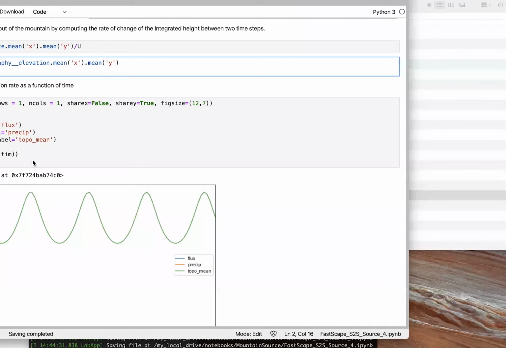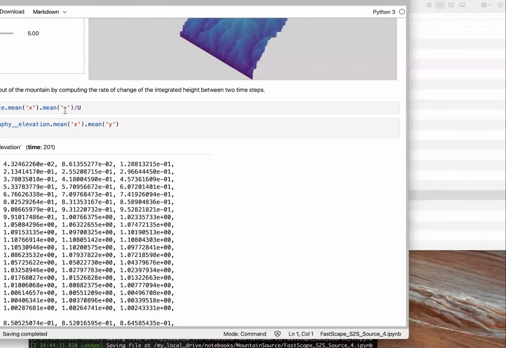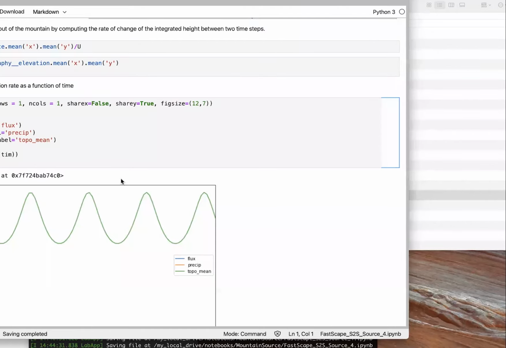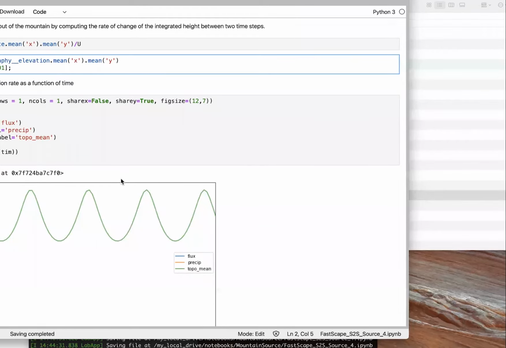Now, mean equals this, and I plot it. Now I get everything on the same scale. Okay. The top green curve is the mean topography scaled by the mean topography at the end of the steady state phase.